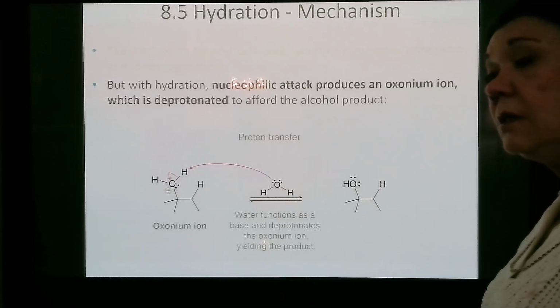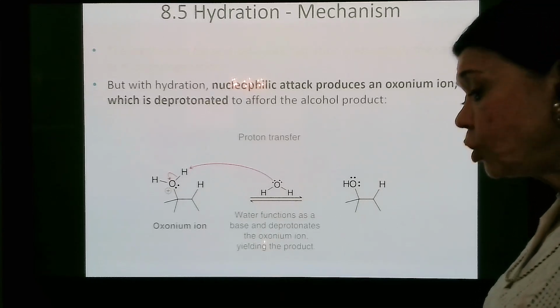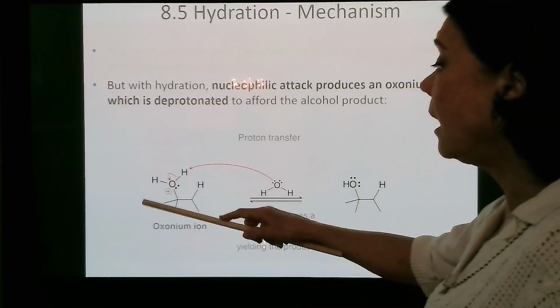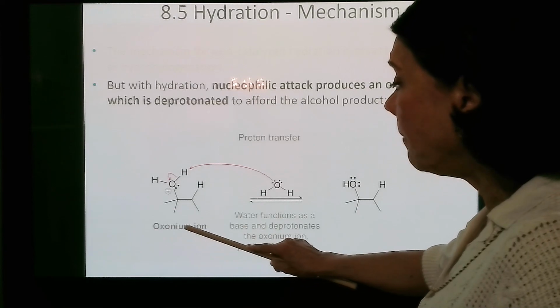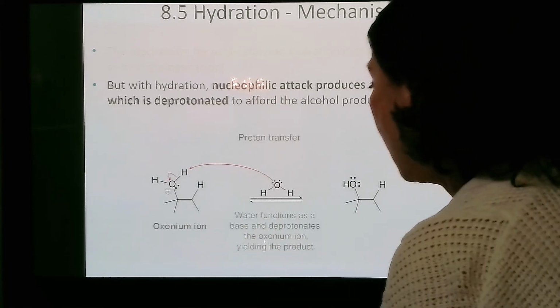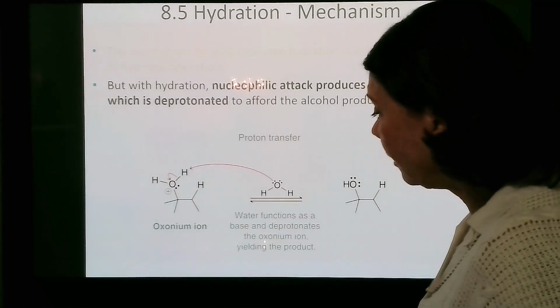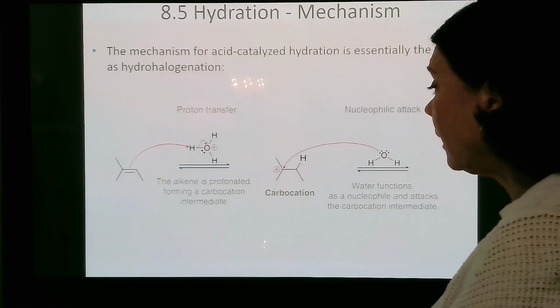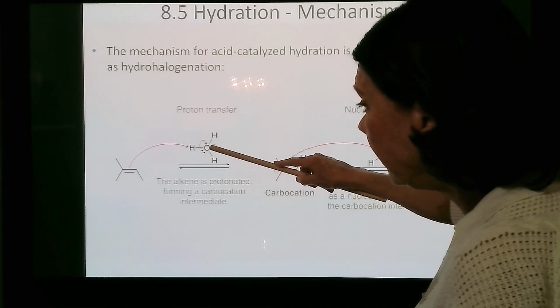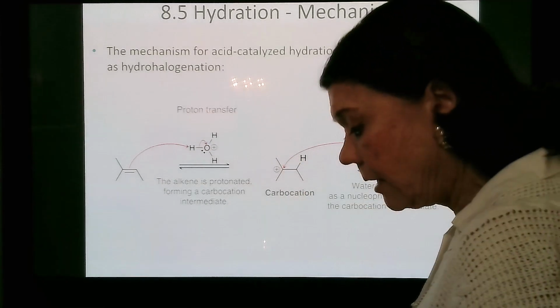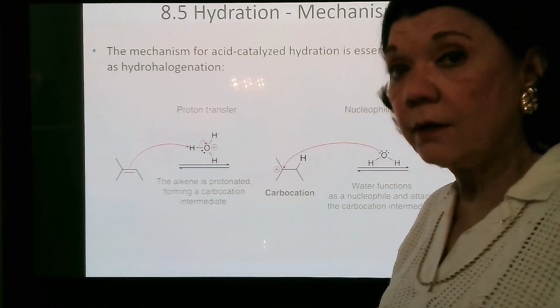Now, this is going to get a little bit of nomenclature, which is going to be important. Here we're talking about the oxonium ion. You can see it's oxygen bearing a positive charge. You actually had an oxonium ion here also. This is an oxonium ion. It is simply an oxygen bearing a positive charge.